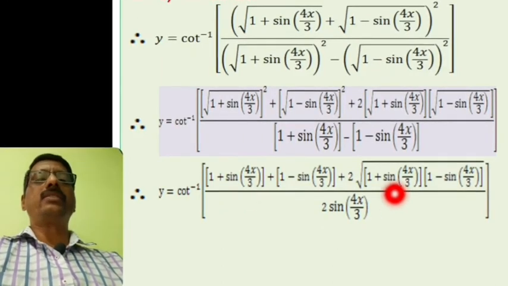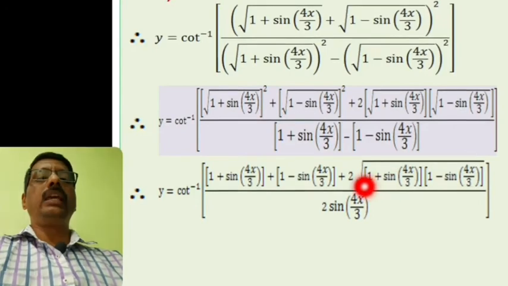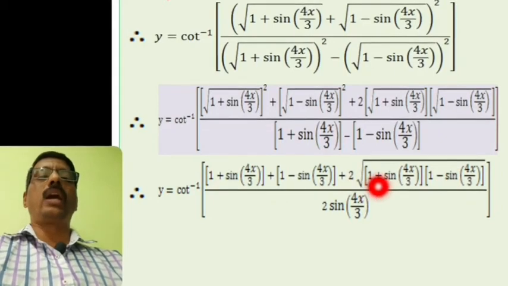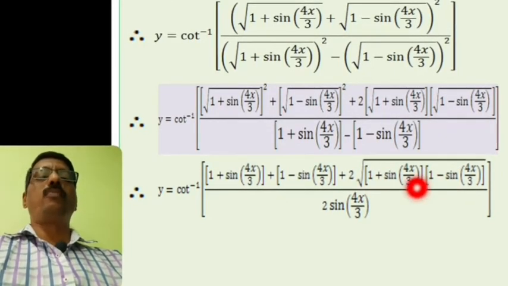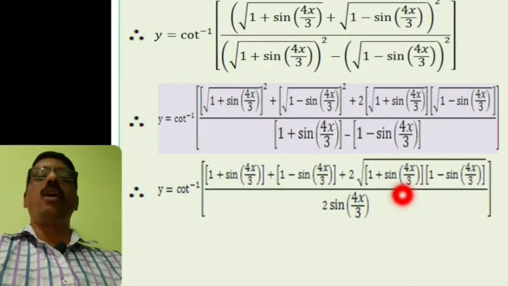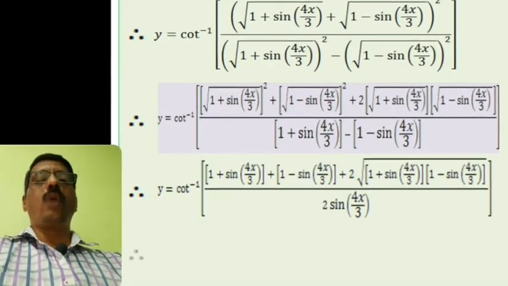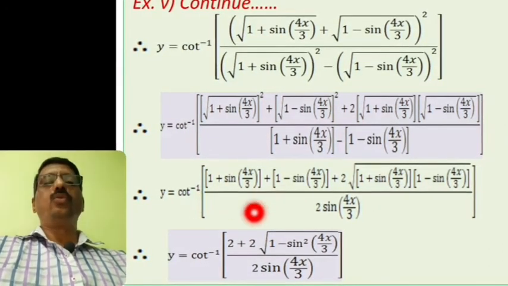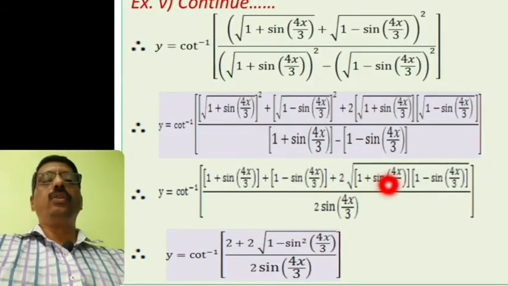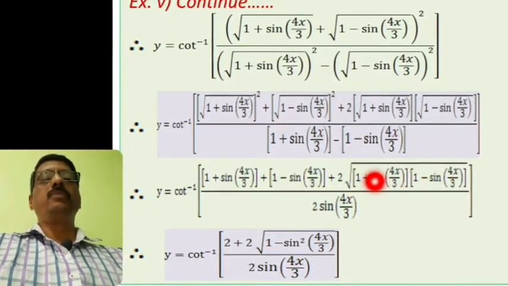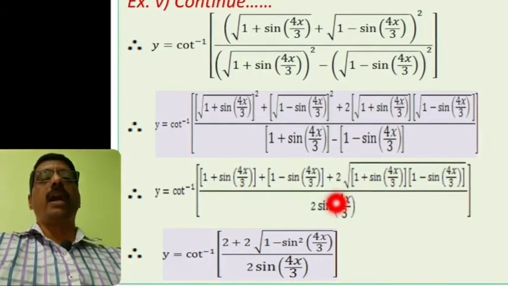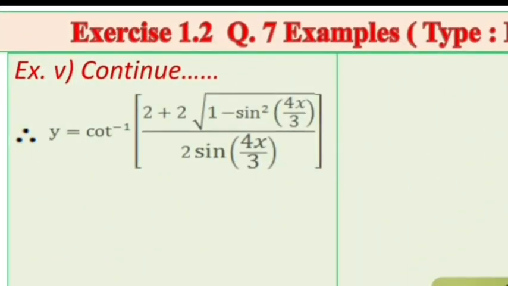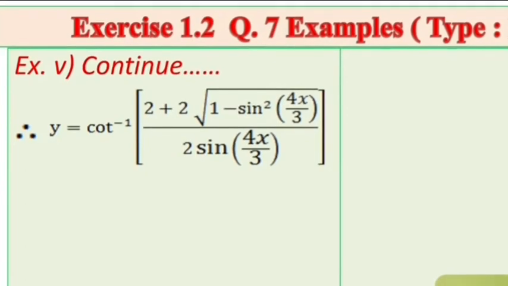Okay, and in the next step, that is 2 root of, here is (a plus b)(a minus b), that is the a square minus b square formula, that is 1 square having square is 1 and sine of 4x upon 3 having square is sine square 4x upon 3, and therefore next step becomes y equal to cot inverse of, that is 1 plus 1, that is 2, plus again here 2 into bracket 1 in (a plus b) into (a minus b), that is a square minus b square, and divided by 2 sine of 4x upon 3. Okay, that is the last step of the last page.